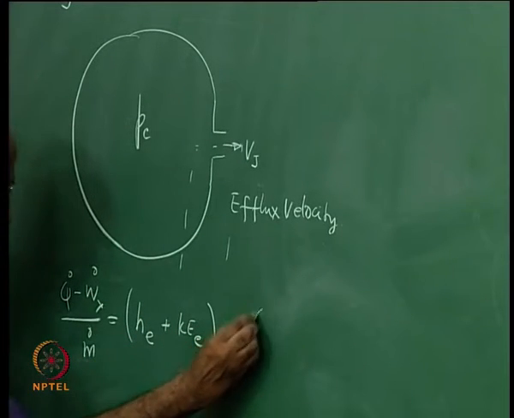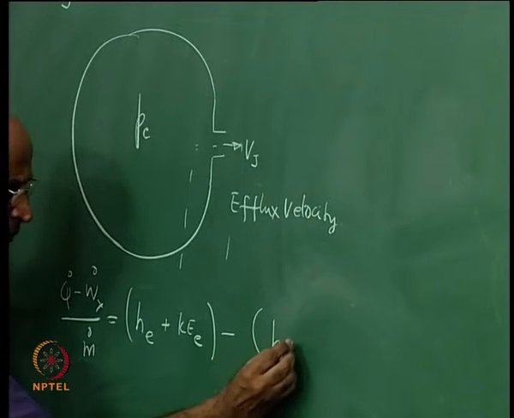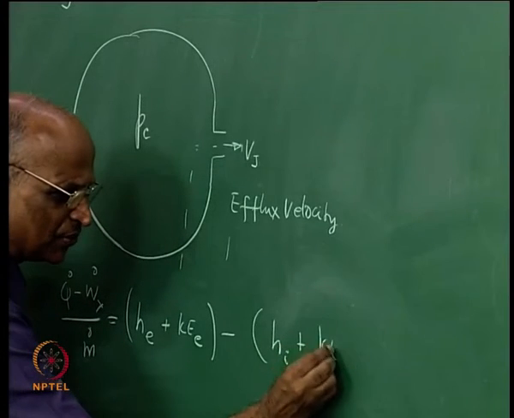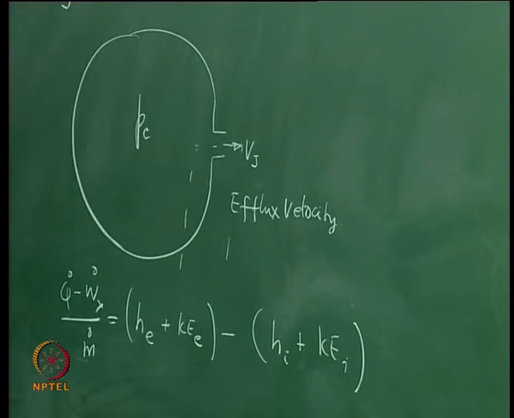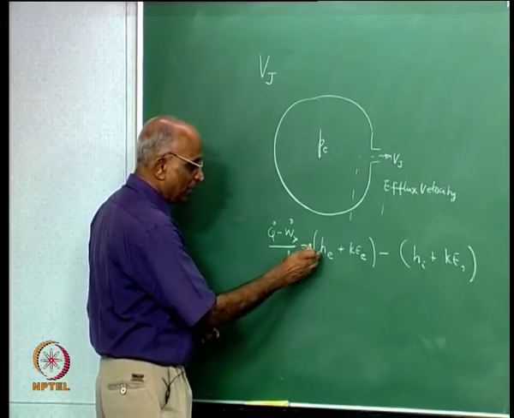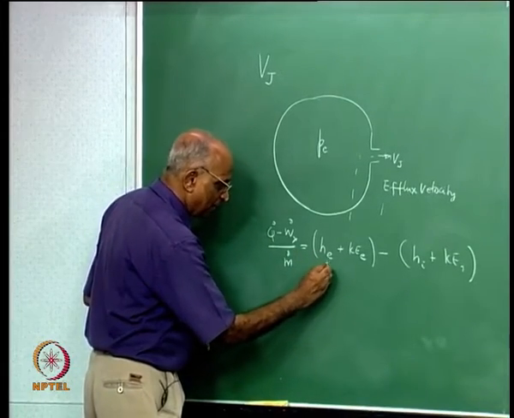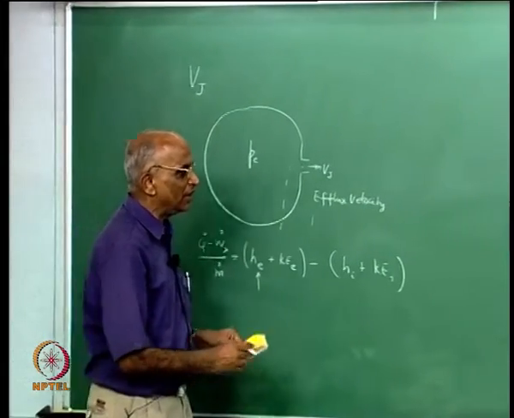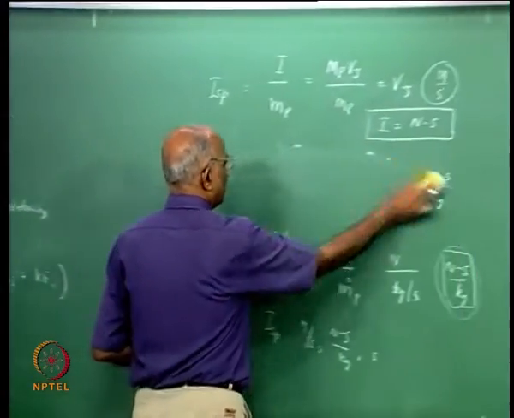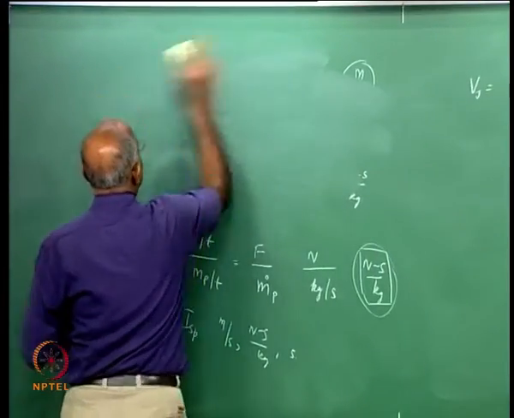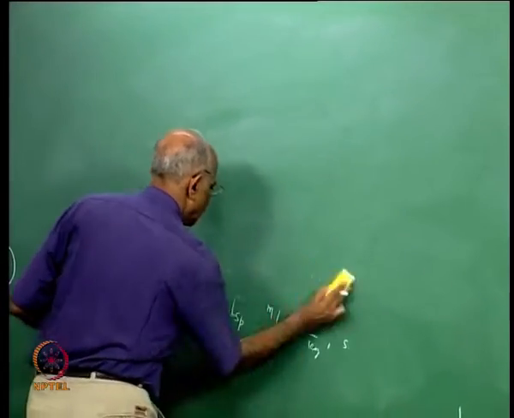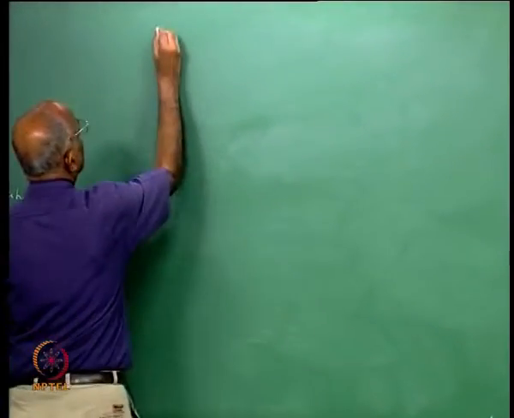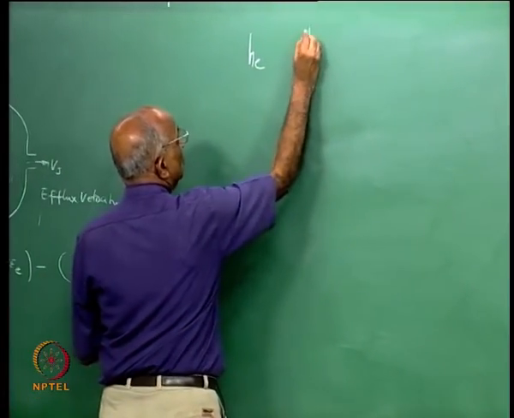Therefore, I get minus Hi plus the kinetic energy entering at I, right. And we told ourselves we are looking per unit mass. This is enthalpy per unit mass. Let us put the units clearly. The unit of He is therefore joule per kilogram.